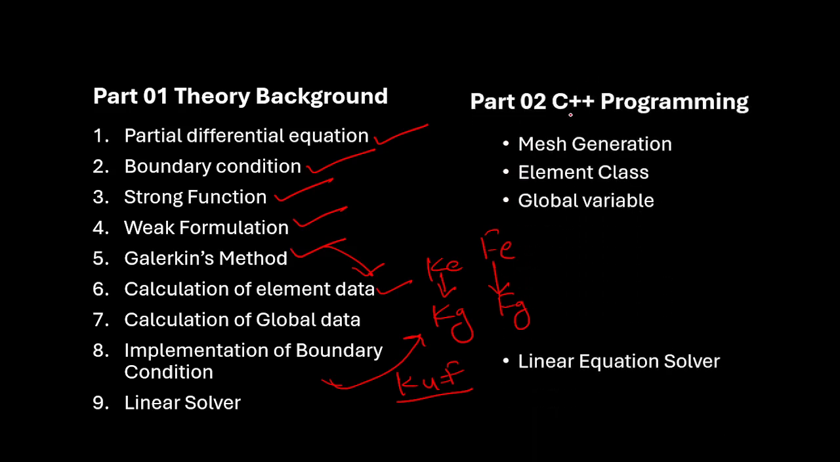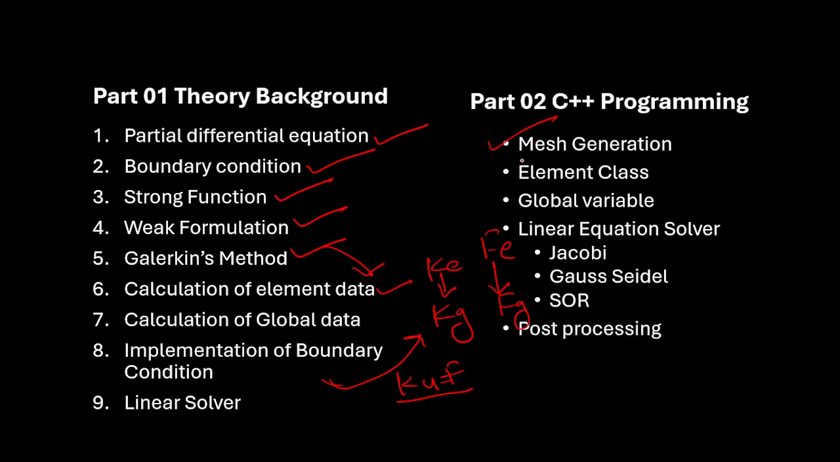In part 2, I will teach you how to generate the mesh and elements, how to store the data in an element, and calculate the stiffness matrix using a program, and calculate the force vector, the source vector, in the program. Then how to convert the source vector into the global force vector and the element stiffness into the global stiffness matrix.